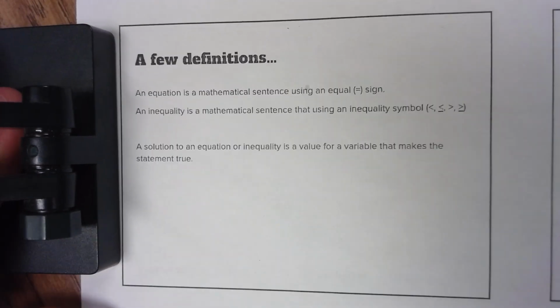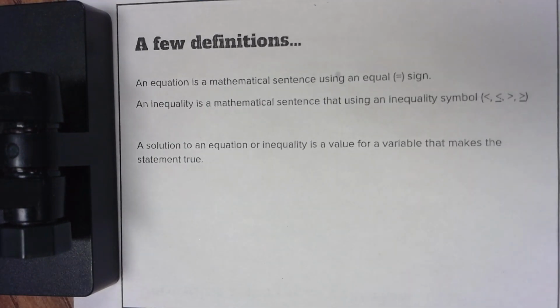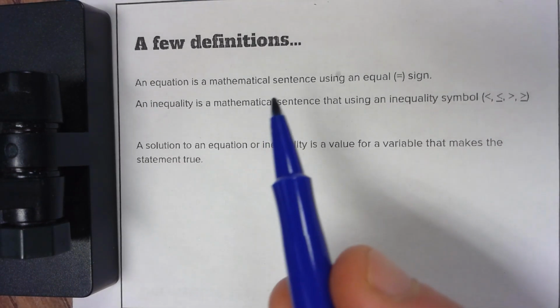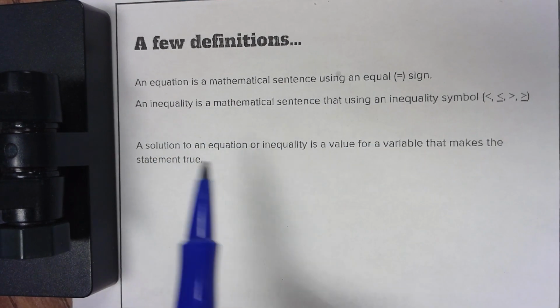So just a few definitions. We've talked about expressions in here. Expressions and equations, a lot of students will use those words interchangeably, but they are different. Equations have the equal sign. Expressions do not have an equal sign. Okay, so an equation is a mathematical sentence that has the equal sign.